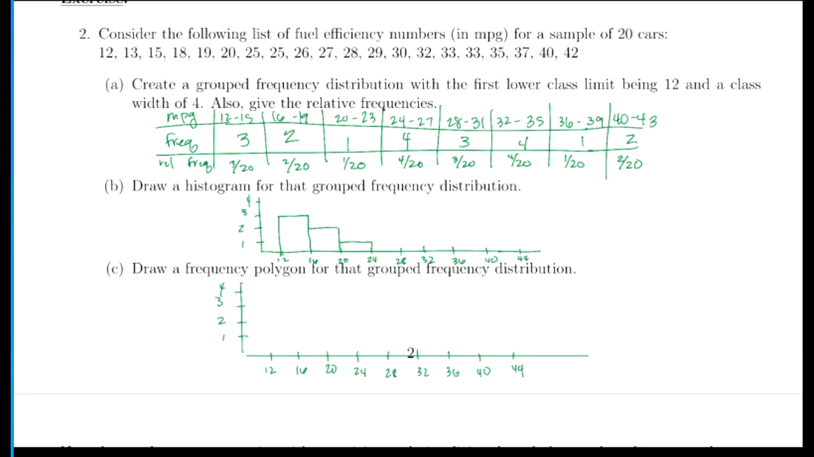24 to 27, you have 4. So we're going to go all the way up to 4 here. 28 to 31, we have 3. 32 to 35, we have 4 again. Then 36 to 39, there's just 1. And 40 to 43, there are 2.